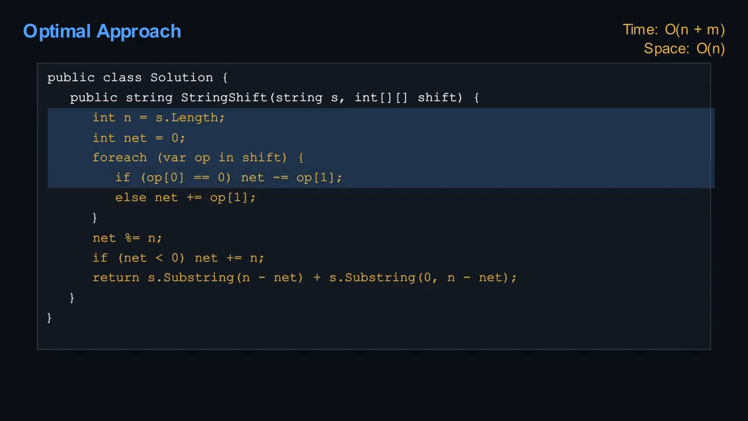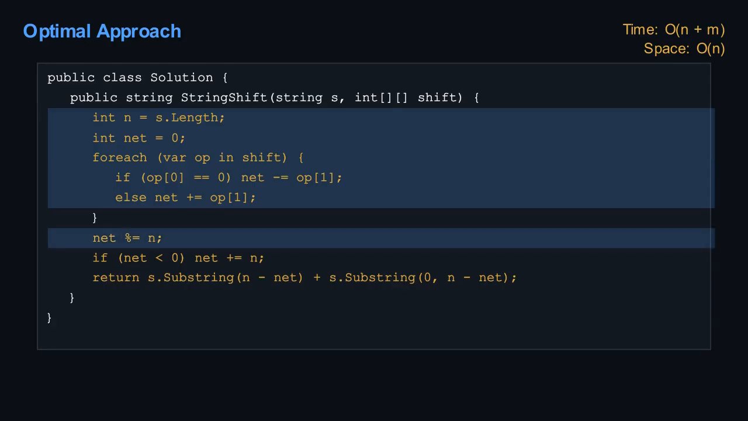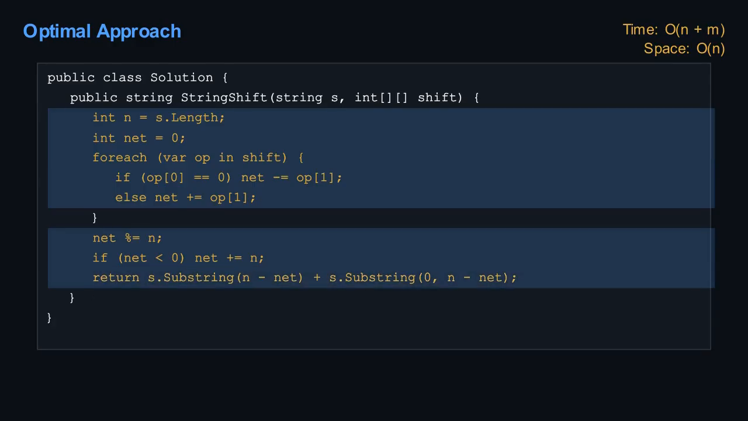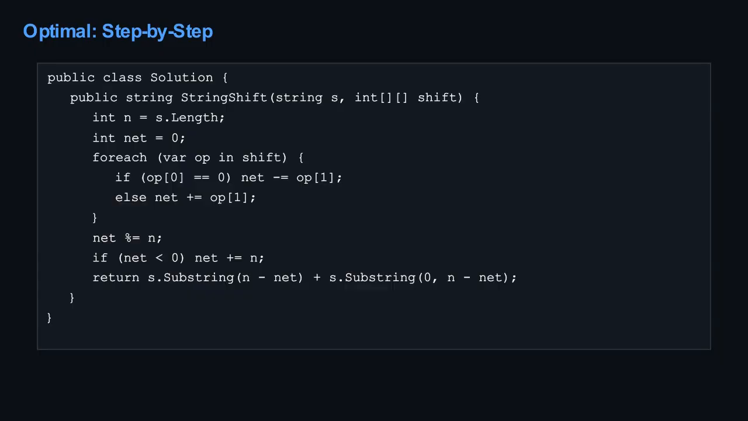Since shifts wrap around the string's length, we take the modulo of this net shift with the string's length. If the net shift is negative after the modulo, we adjust it to be positive by adding the string's length. This final, adjusted net shift tells us exactly how many positions the original string needs to be right shifted to reach its final state. We then perform this single right shift by splitting the string into two parts and concatenating them. Let's trace this with an example, string ABC and shifts of left 1, then right 2.